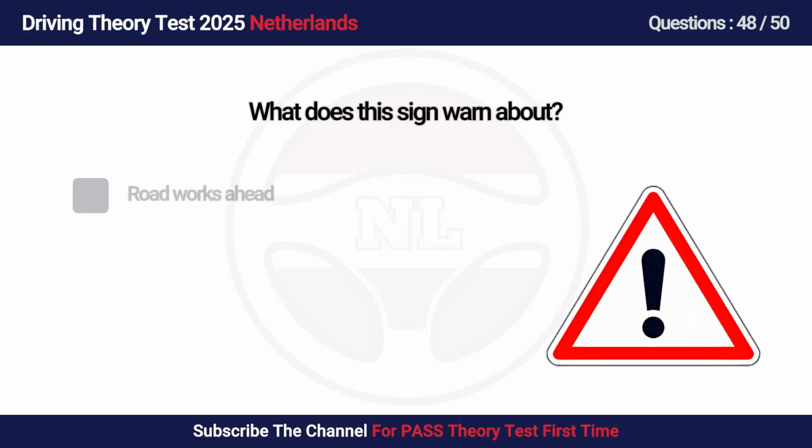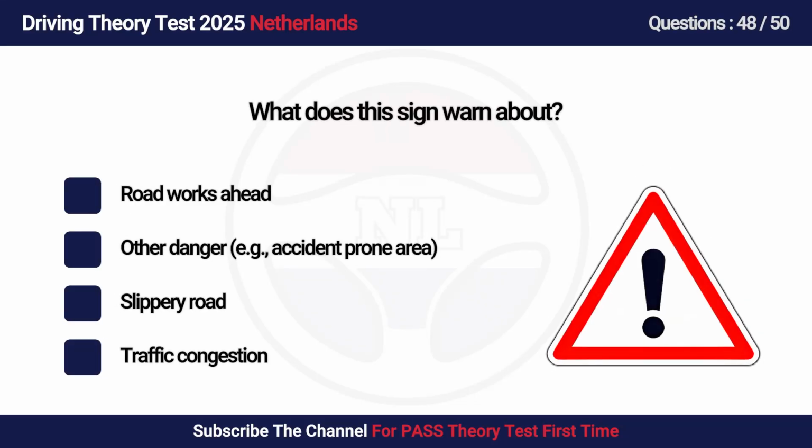Question 48. What does this sign warn about? A. Roadworks ahead. B. Other danger, e.g. accident-prone area. C. Slippery road. D. Traffic congestion.